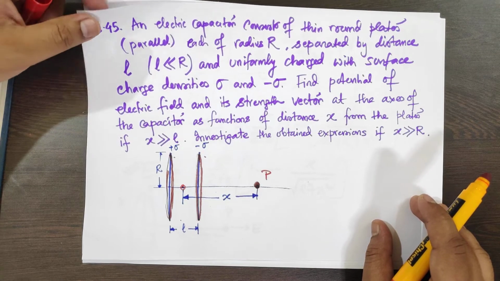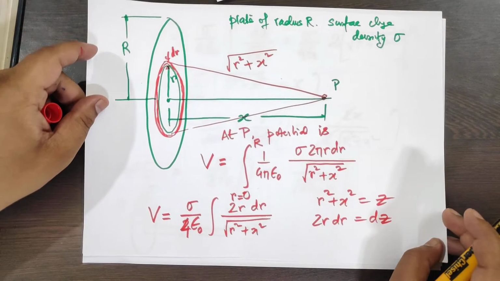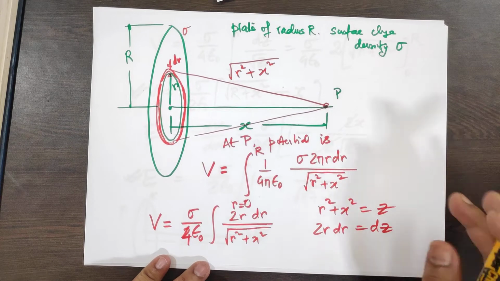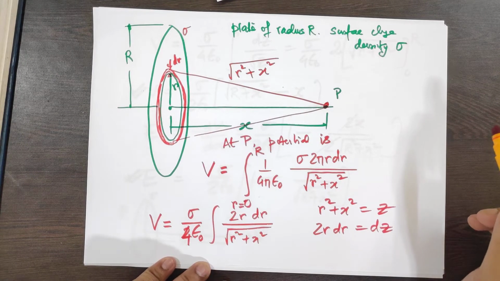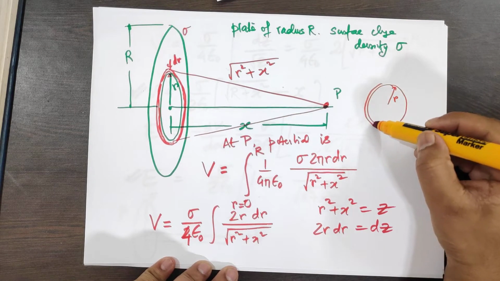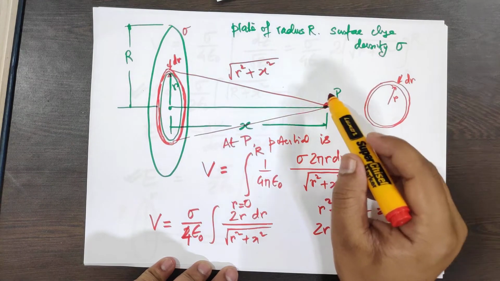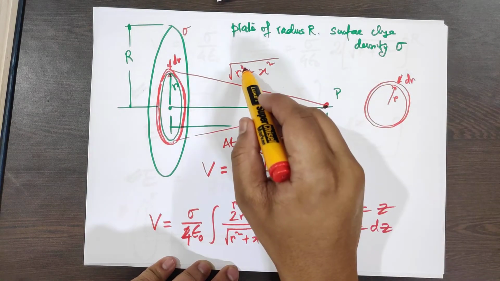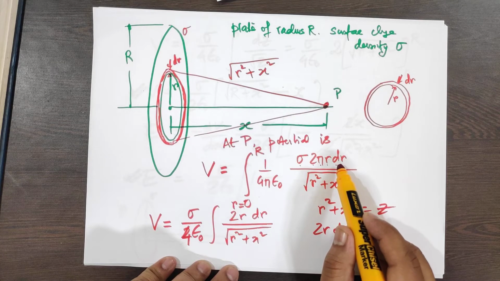That we will do later, but for solving this problem we need to find the potential and field near a charged plate having charge density sigma. This is how you go about the calculation. A plate of radius r, surface charge density sigma, and this is the point P at which you will find field and potential. You divide it into little rings of radius r and thickness dr. This point P is equidistant from all points on the ring, so the distance is root over r square plus x square. The charge on the ring is sigma into 2 pi r multiplied by dr.